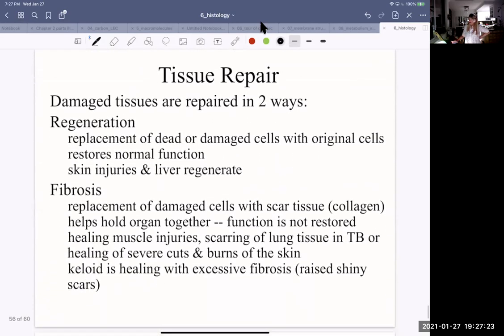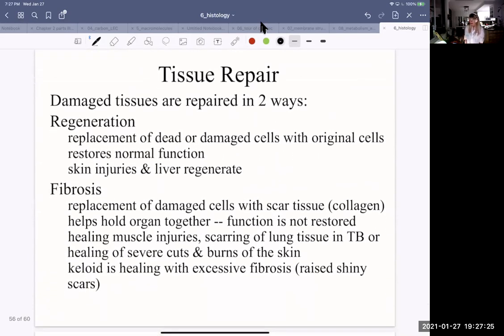Tissue repair. What about when your tissue gets damaged in some way? Well, it occurs in two different ways. Regeneration is the replacement of dead or damaged cells with original cells. It restores normal function. So injuries to the skin can regenerate. Even the liver can regenerate.